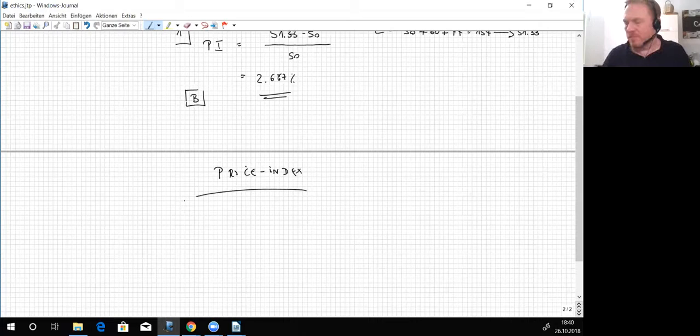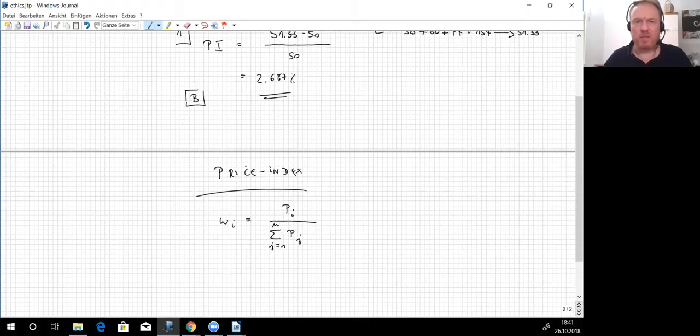So the weight of a given constituent security is P_i, the price of that security, divided by the sum of all prices, when the index j runs from 1 to N. That's it. So we divide each and every single price by the sum of all given prices. That's the weight of the ith security. Now that's the weight.